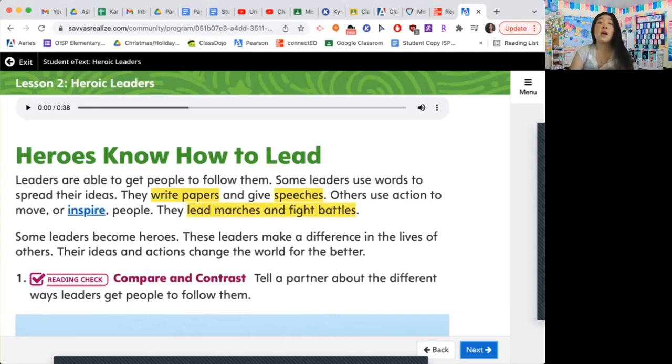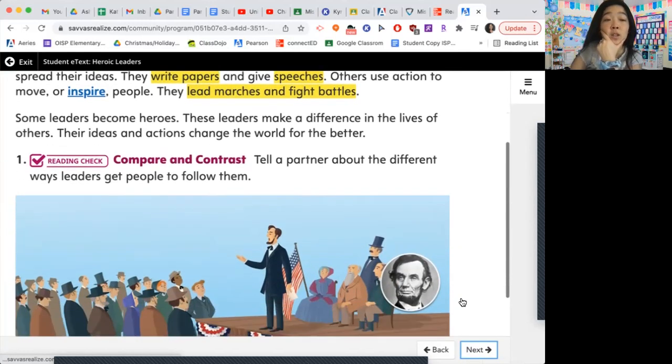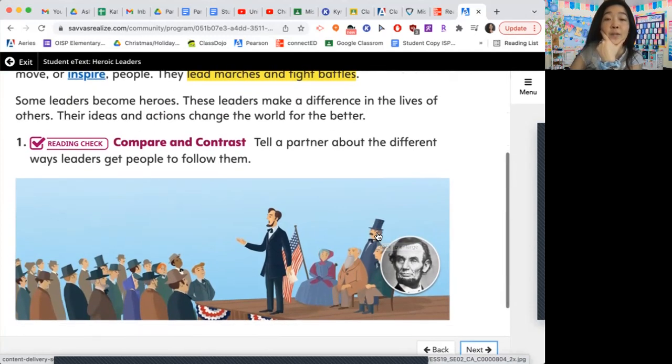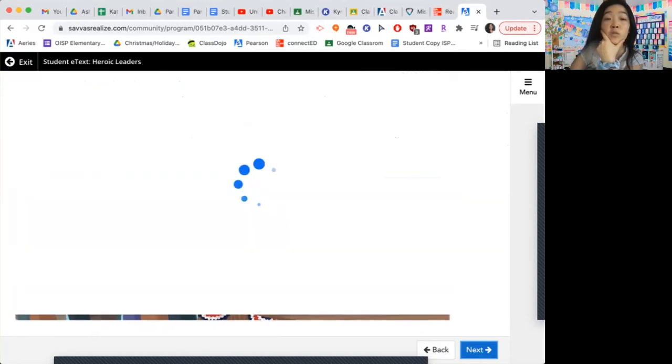Heroes know how to lead. Leaders are able to get people to follow them. Some leaders use words to spread their ideas. They write papers and give speeches. Others use actions to move or inspire people. They lead marches and fight battles. Some leaders become heroes. These heroes make a difference in the lives of others. Their ideas and actions change the world for the better.